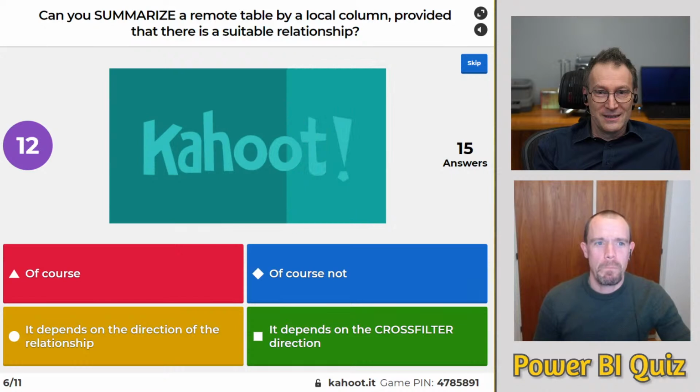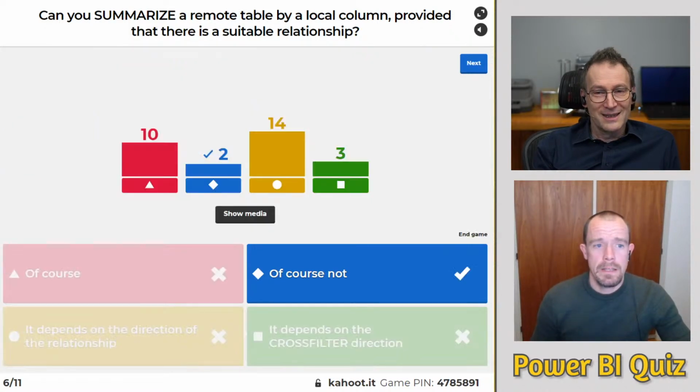Let's see. But they are coming in slowly, meaning that they're thinking about that. Maybe they think that there is some kind of trap in the question. I don't know. And we have 29 answers, and here is the time. So, of course. 2 said, of course not. 14 said it depends on the direction of the relationship, and 3 said it depends on the cross-filter direction. So definitely it was not an easy question.